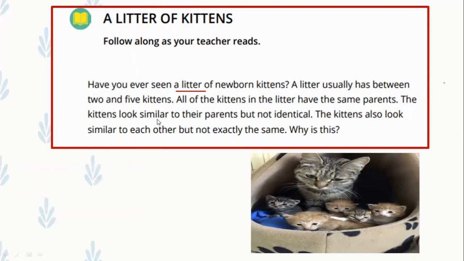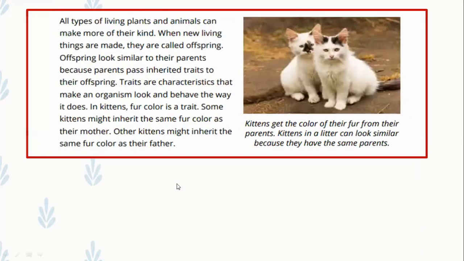The kittens look similar to their parents, but not identical. Not identical means not exactly the same. They are not copies of their parents. The kittens also look similar to each other as they are brothers and sisters, but not exactly the same. Also, as you can see over here, we have some kittens which have light fur and others which have dark fur. Why is this? Let's find out.